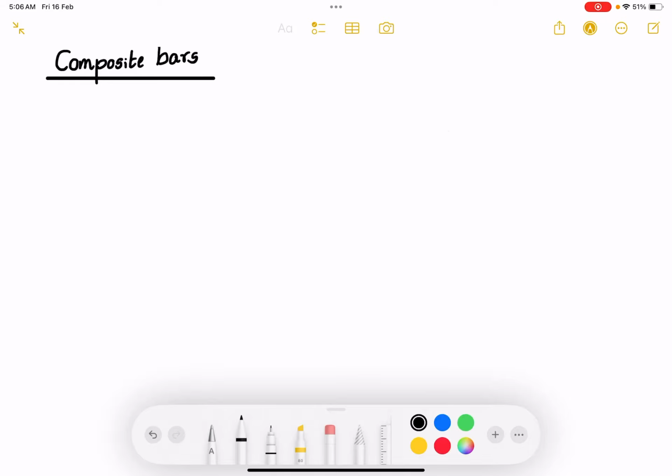Hello everyone. Today we are going to find the stresses in composite bars. Composite bars are made of two or more materials. So first let me represent a composite bar.